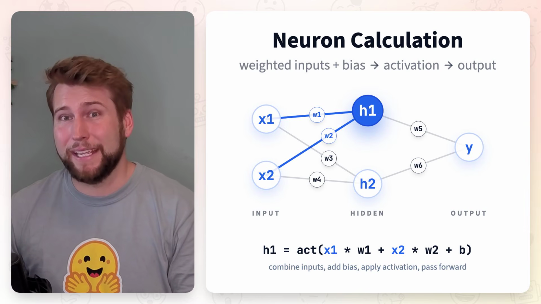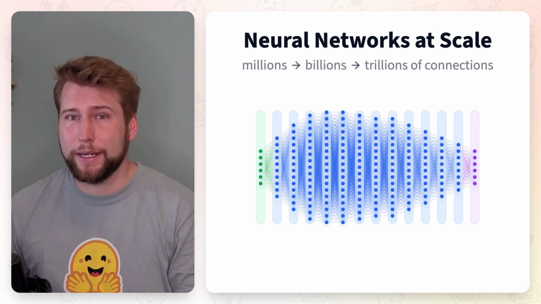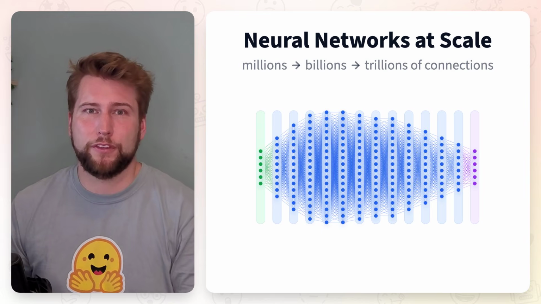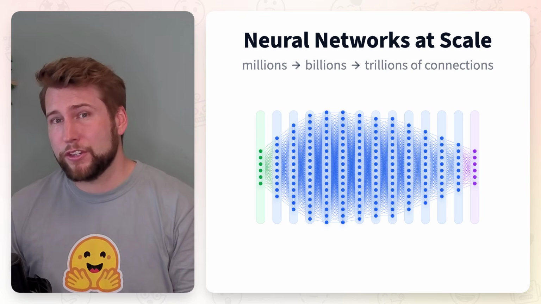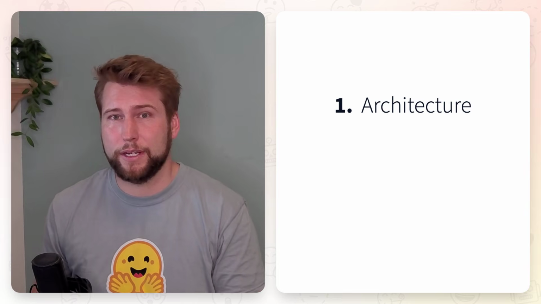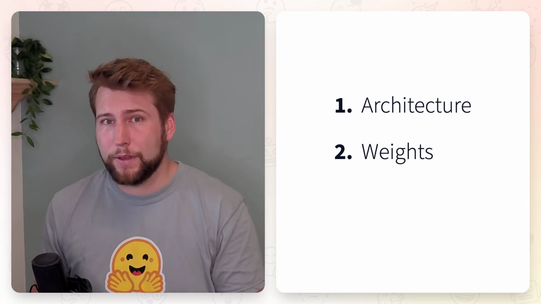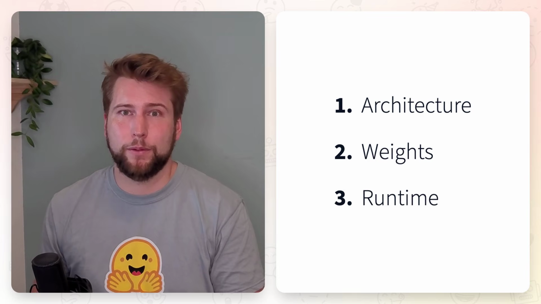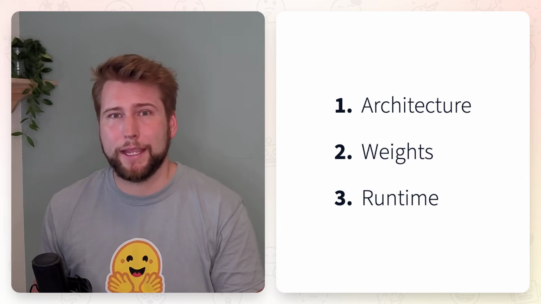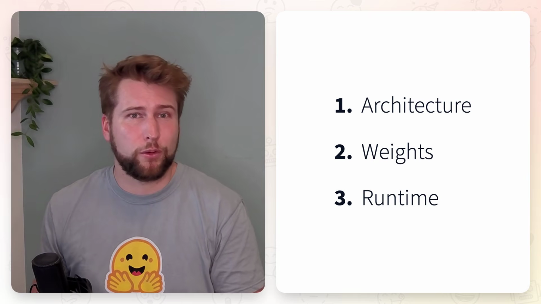Yes, this example is super tiny, but in practice, we are talking about millions to trillions of those connections per network. So in short, to run a neural network, we need three things: the architecture, the model graph that describes the layers and operations, the weights, and a runtime that executes the math. So the next question is, how do we package a model and run it across different environments?